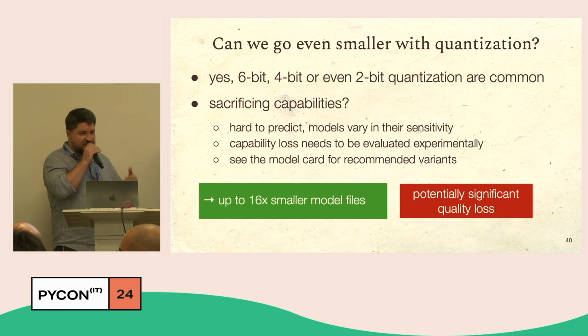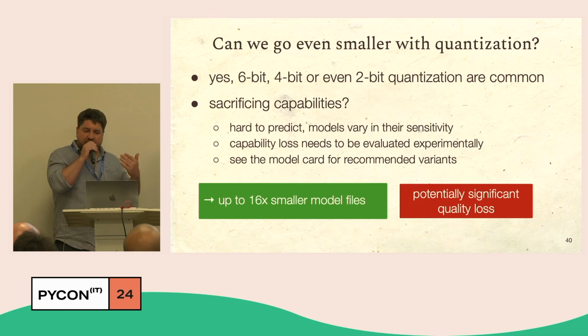Question for the microbudget, do we have to do all the evaluation by ourselves? Well, luckily, quantized models are being provided to us in many cases, and the model card also recommends a particular quantized version that works well and maybe warns you if the capability loss is so large. So by radically quantizing, we can make the model file here up to 16 times smaller for 2-bit quantization. But we are going to pay for that probably with some capability loss.